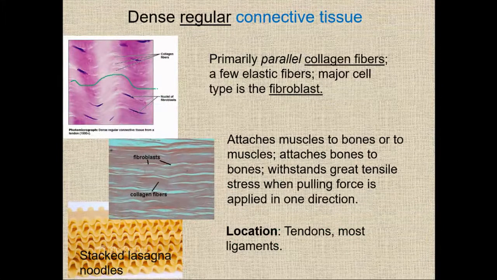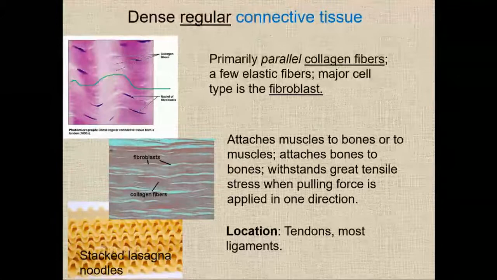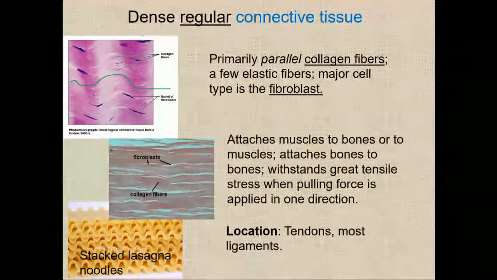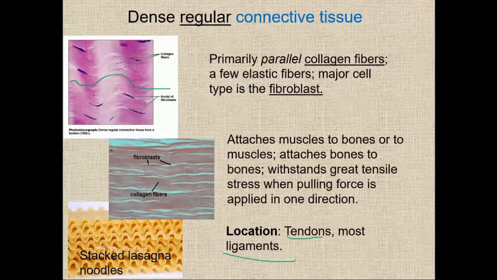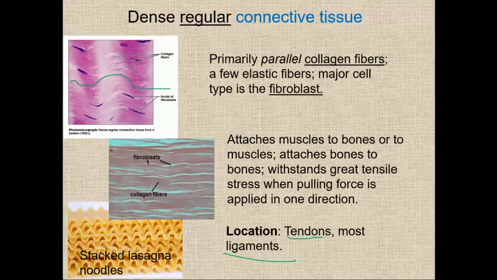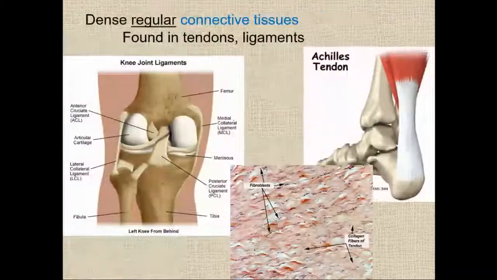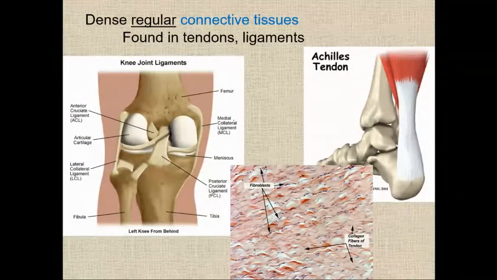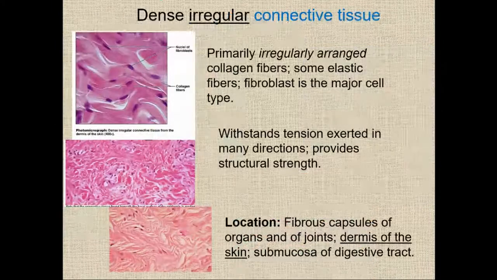This is the dense regular connective tissue. Where do we find this one? Tendons, ligaments. Think about those tissues that have all these fibers packed very nicely in the same direction, very parallel to one another. Of course, here the main type of cell is the fibroblast. And of course, the type of fibers are collagen. So I told you, finding tendons, ligaments.